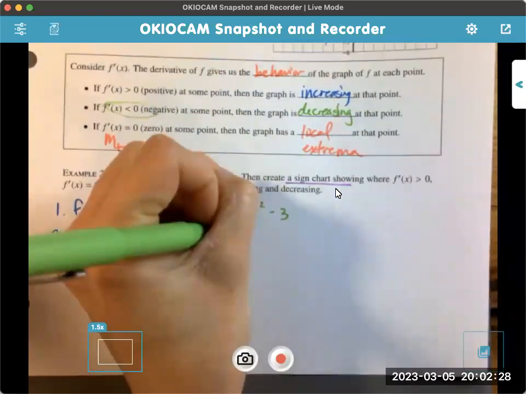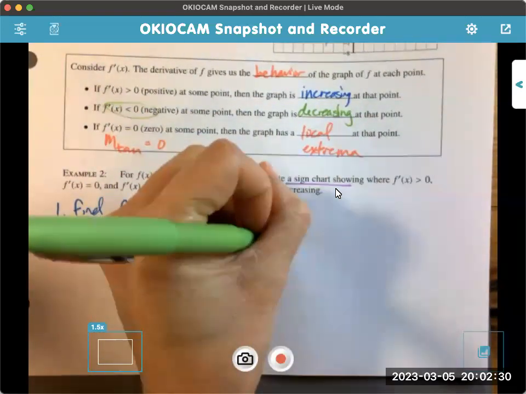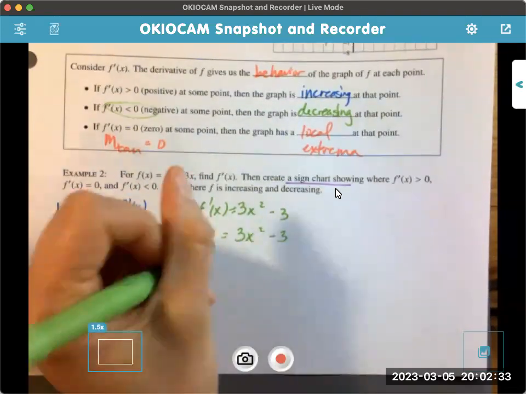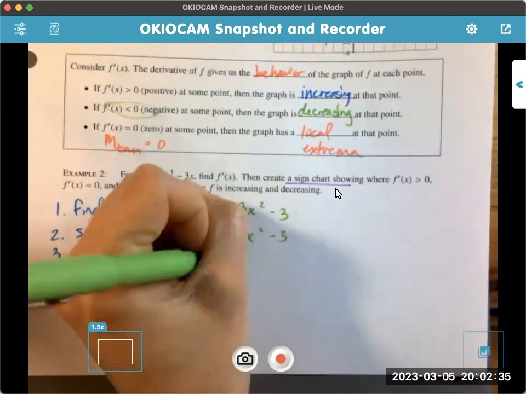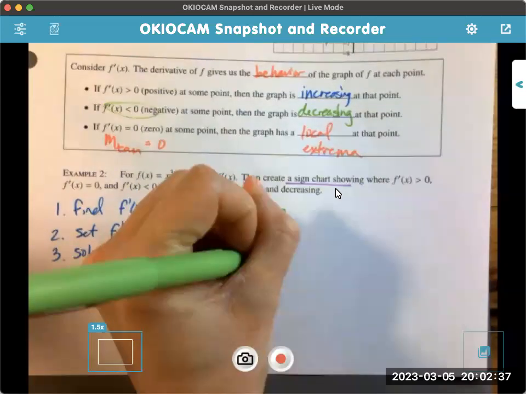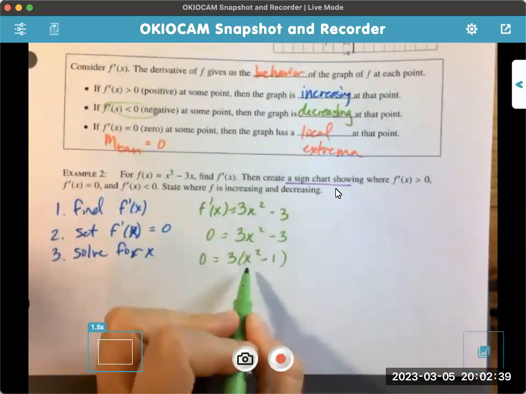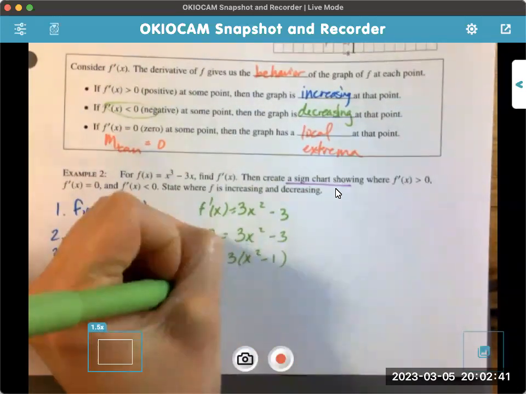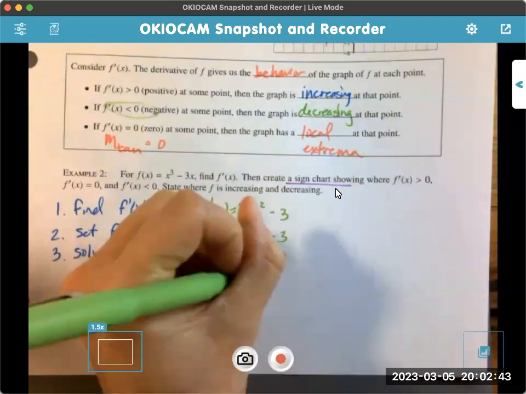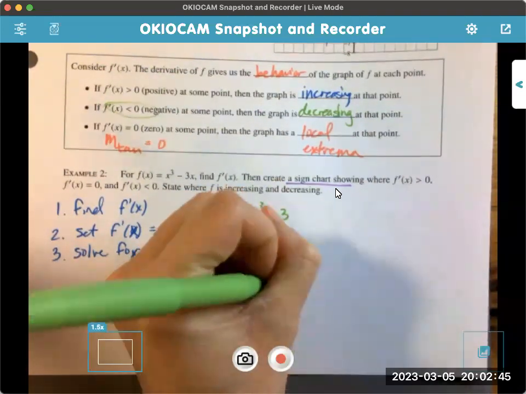We're going to set this thing to 0: 3x squared minus 3 equals 0. Now we're just going to solve. They both have a 3, so we're going to factor out a 3. And then this is a difference of squares, so it factors into x plus 1, x minus 1.